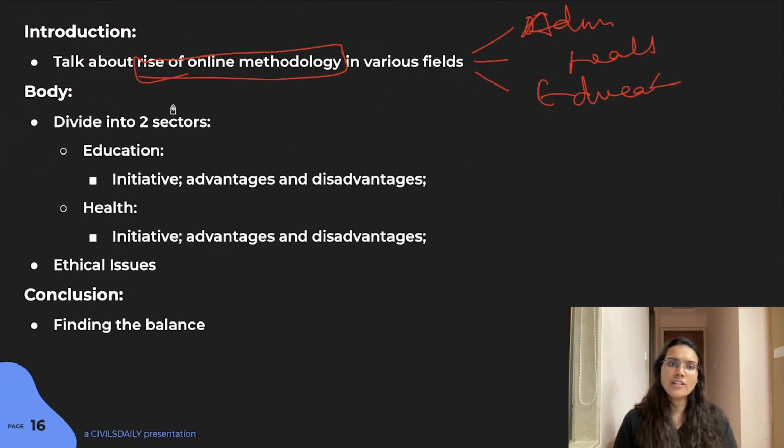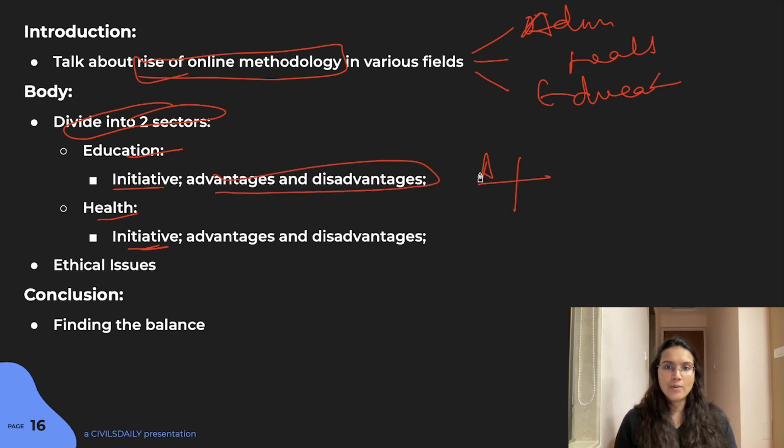Next, you can actually divide your body into two sectors here. Majorly you can focus upon education and health. In fact, when you're talking about administrative tools, you can bring in those points under these two headings also. So you can highlight some of the initiatives here, right? And disadvantages and advantages. Draw a small table, advantages, disadvantages, one, two points here, that's it. Initiatives, just two, three initiatives in one line. That is how you can tackle multiple of these things, right?